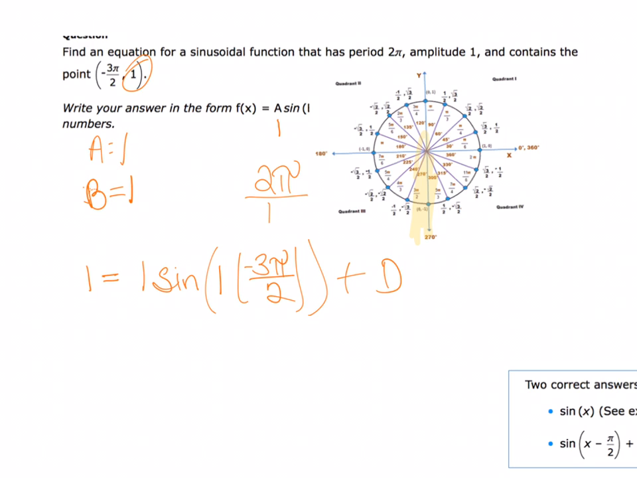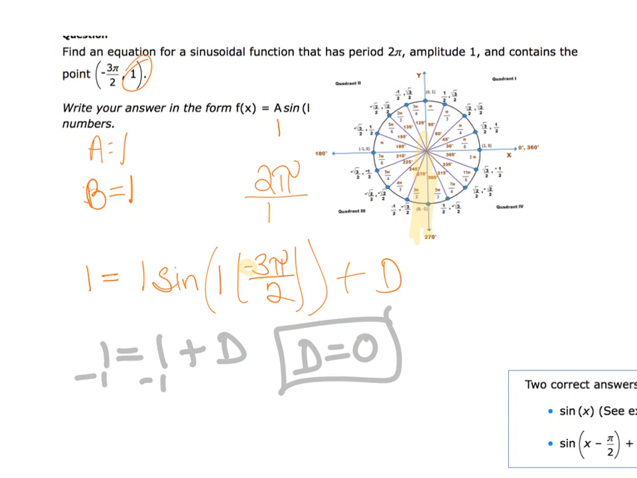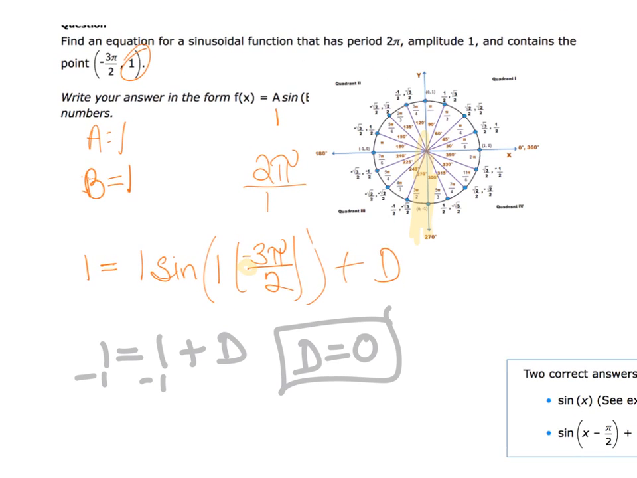Since we have a negative here, we're going to say a negative negative, and that's going to make that positive 1, okay? So we're going to have 1 equals 1 plus d. And if I subtract 1 from both sides, I get d equal to 0. So now I have everything I could possibly need to write this equation. I can just fill in.